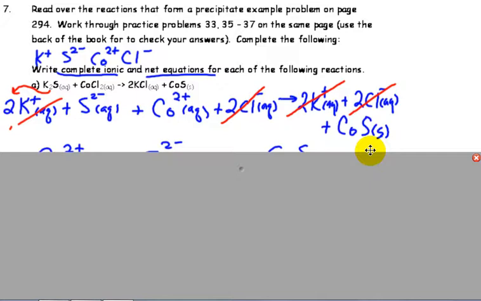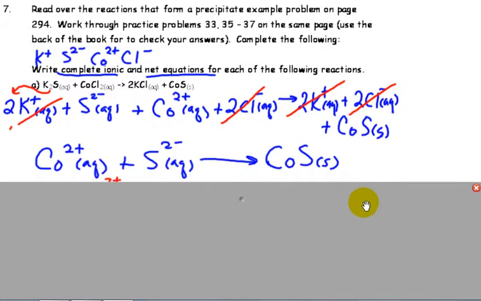And then notice here the red lines indicate that I crossed out my spectator ions, those ions that don't participate in the precipitate formation. And then that just leaves you with the net ionic equation illustrating the precipitate and the 2 ions that made the precipitate. Okay? Pause the video right now and you try the next one, 7b.